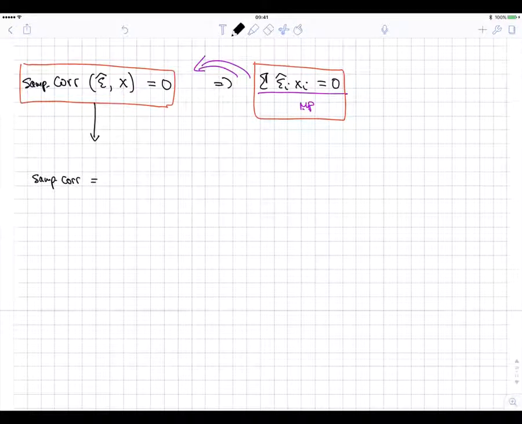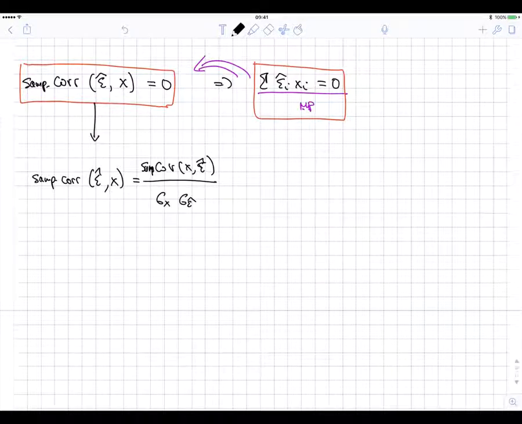Well, the sample correlation of epsilon hat and x is simply equal to the sample covariance between x and epsilon hat over the standard deviation of x times the standard deviation of epsilon hat. Okay, so these are the sample standard deviations of those variables. But what is the sample covariance? So let's just start with this term here.